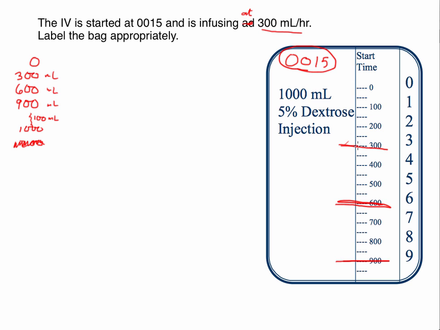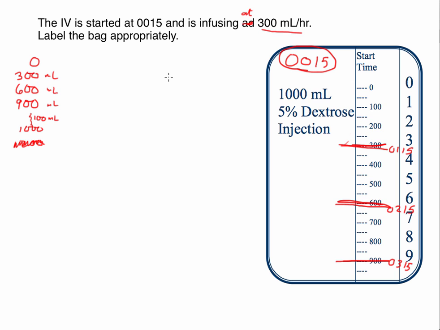And I'm going to mark these with what time it is. So at 0015, 1 hour later, right here would be 0115, right? We'll be at 0215. And then 0315. So that's not so bad.